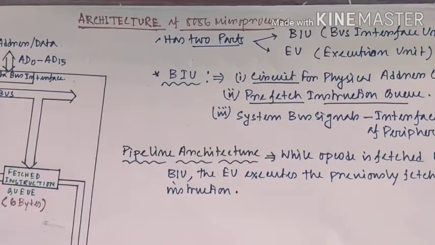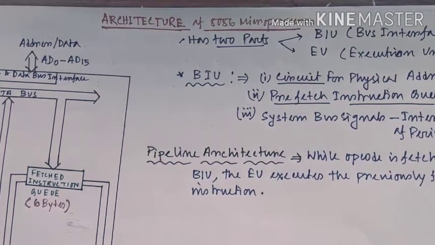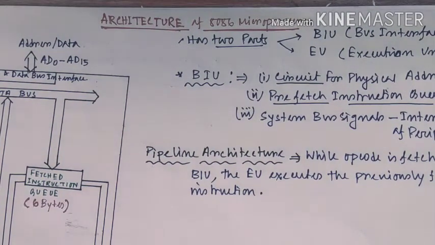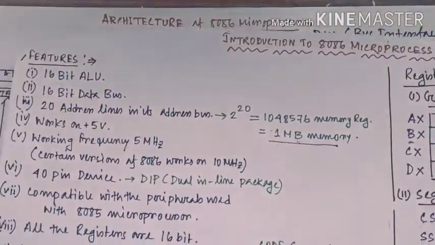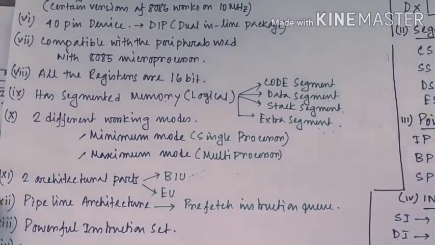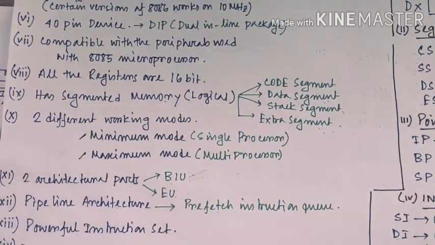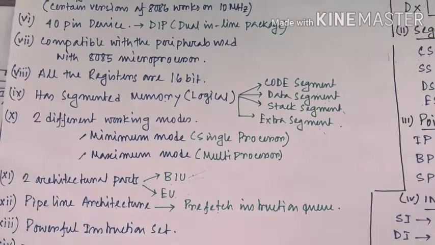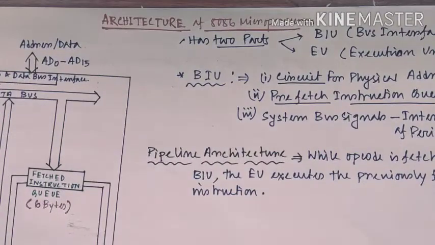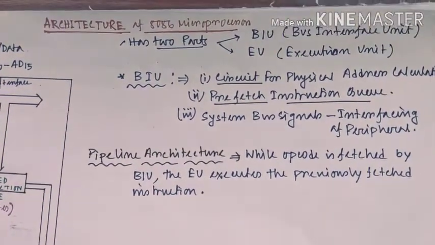Welcome to you all. Today we will try to explain the architecture of 8086 microprocessor. From the very first video, we can remember that we have explained the features of 8086, where we explained that as per its architecture, it has two different parts. One is called BIU, another one is called EU. So today we will try to concentrate on this topic mainly. So let's get into the topic directly.